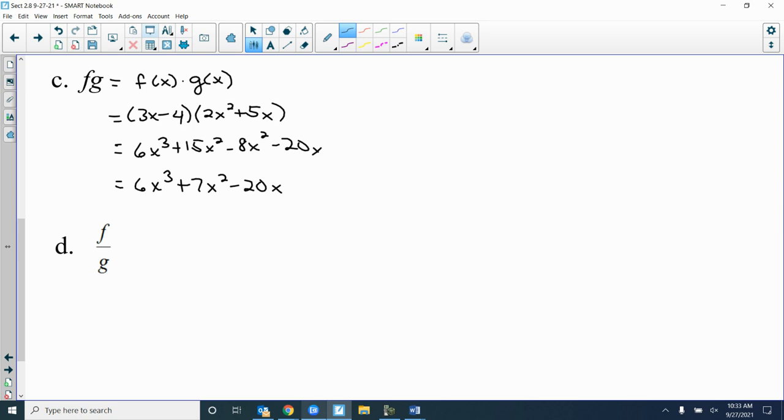All right, and lastly, f divided by g, 3x minus 4 over 2x squared plus 5x. Obviously you just start like that. Since you do have a division problem, you can potentially cancel. I would look to factor. The only thing you can factor is to pull out an x in the denominator. So you get 3x minus 4 over x times 2x plus 5. So nothing cancels. It didn't really lead to anything, but it's simplified a little bit.